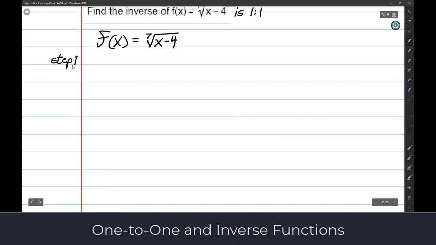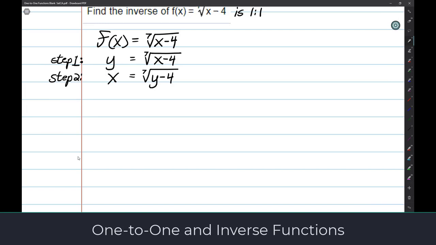So now we can write step 1. y equals the 7th root of x minus 4. Step 2. You switch the x and the y. So x equals the 7th root of y minus 4. And now we have to solve for y. Well, y is trapped right now under a 7th root radical. Oh, what to do? Well, we have the key to the locked door.